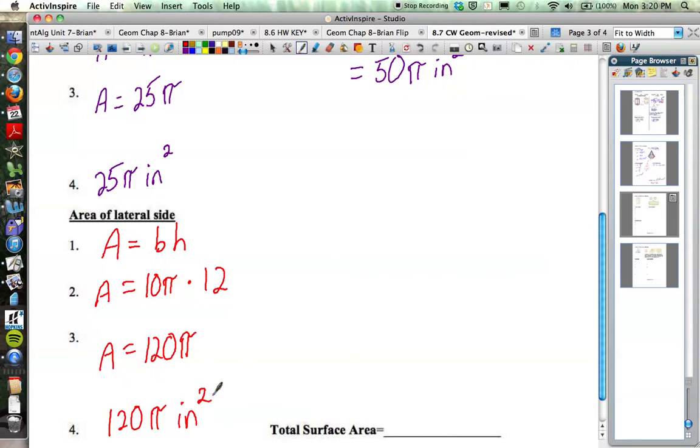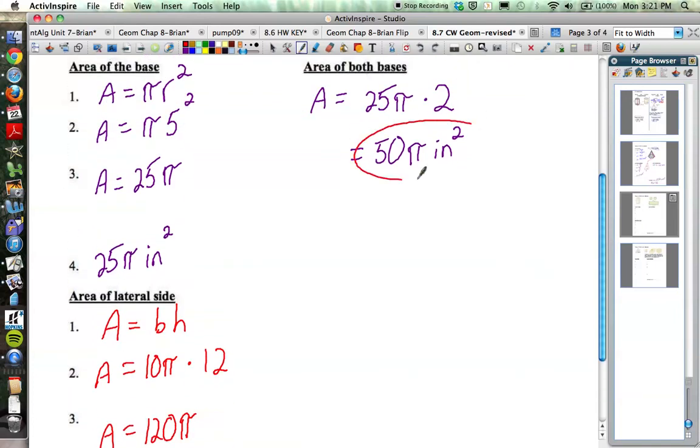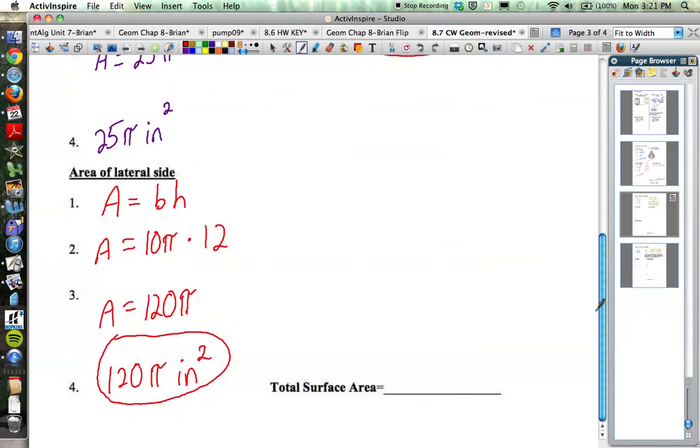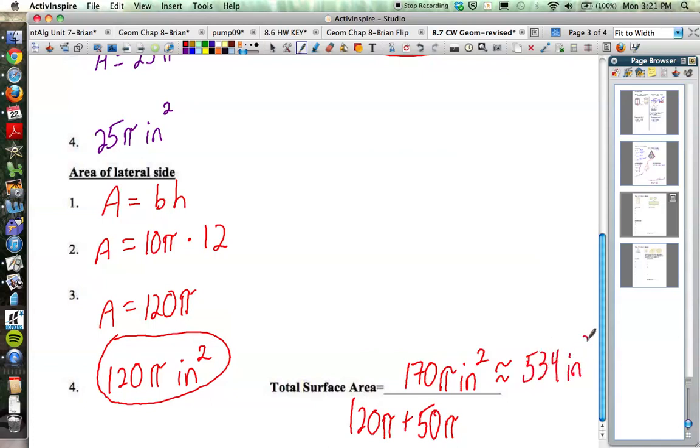Okay, so now let's total up our areas. We've got our lateral area of 120 pi square inches, and we have the area of our two bases together, which is 50 pi square inches. So 120 pi plus 50 pi would get us 170 pi square inches. And if we multiply that out, that's approximately 534 square inches. So that would be our total surface area for this cylinder.